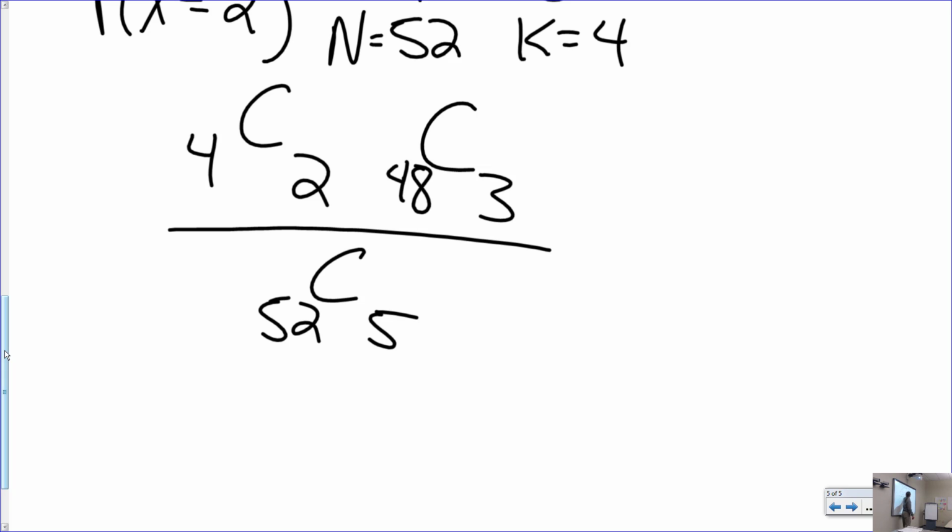And the combination of 48 things taken 3 at a time is the number of ways you get 3 cards that are not the 4 kings, right? So the number of cards that are not kings is 48. So this is just showing you the number of ways that you can get a hand that has 2 kings in it and not a king in the other 3 cards. And then the bottom piece of it is just how many 5-card hands can you make from 52 cards?